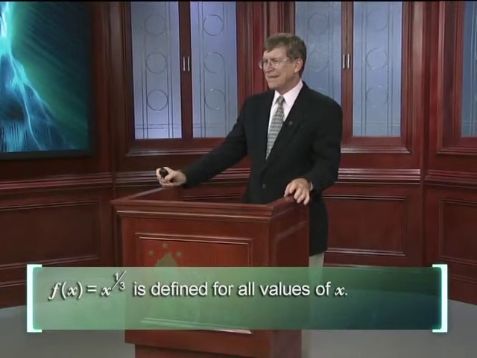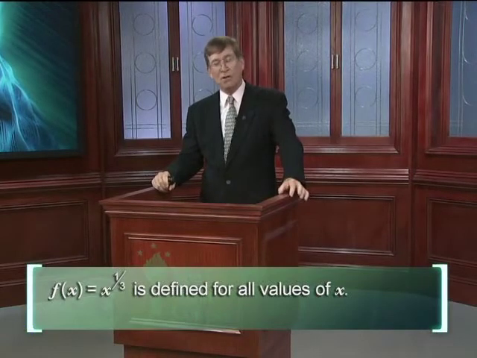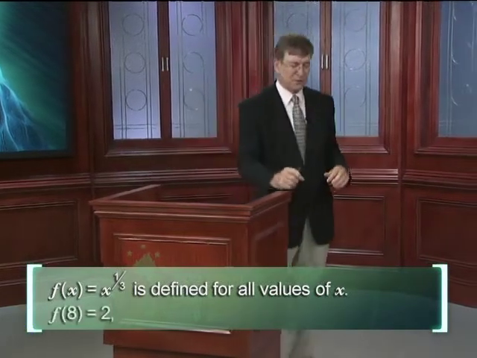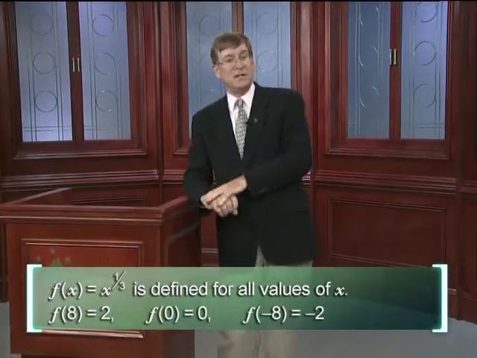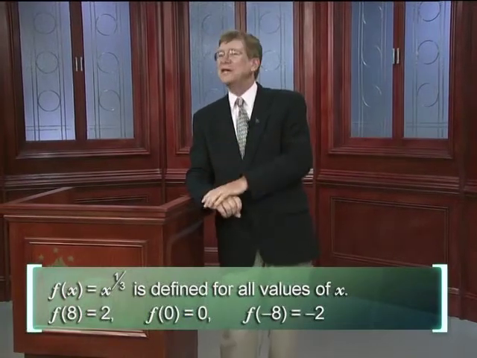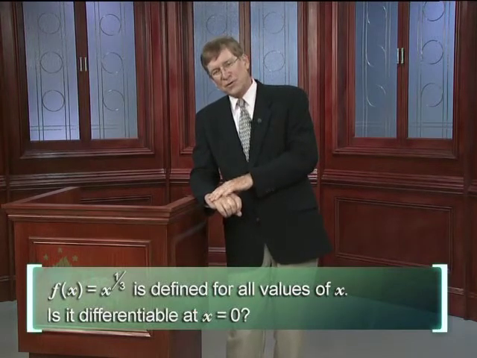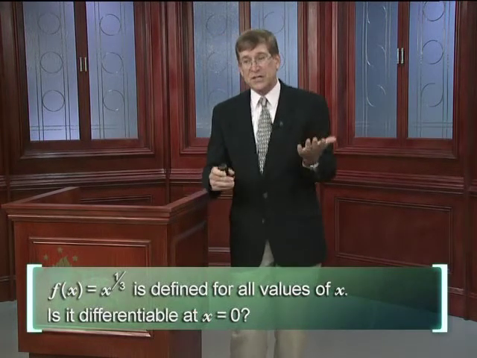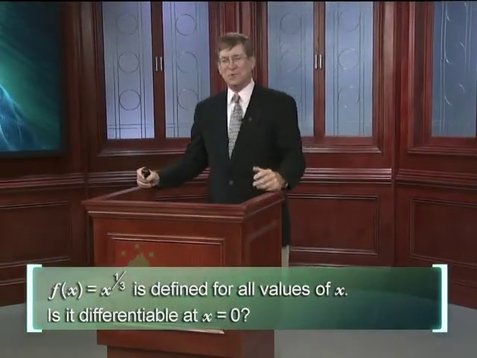Remember I mentioned earlier about vertical tangents. Let's look at another problem that's kind of interesting and I think pretty important. The function x to the 1/3 is continuous everywhere. It's defined for all values of x. This is the cube root function. The cube root of 8 is 2. The cube root of 0 is 0. The cube root of minus 8 is minus 2. You can take the cube root of any real number. Okay, is it differentiable at the origin, at 0? Of course it's continuous. It's continuous everywhere. Does it have a derivative at 0? Well, something interesting is going to happen when we use the definition.